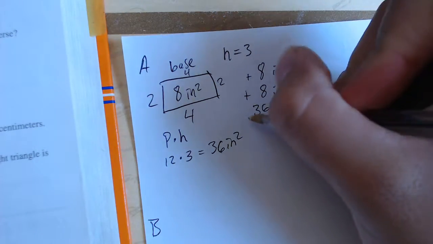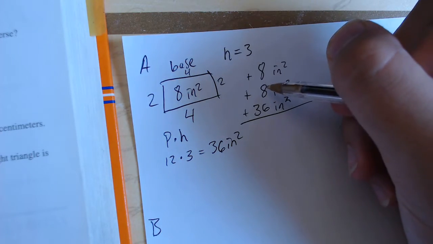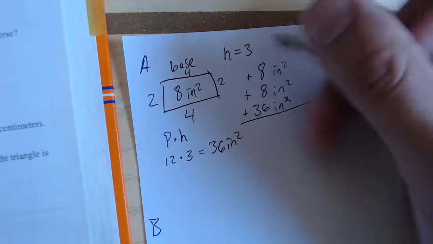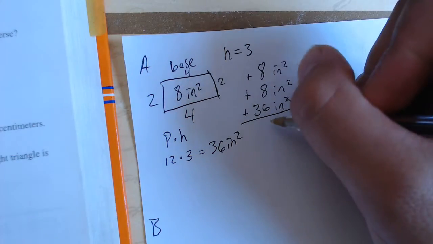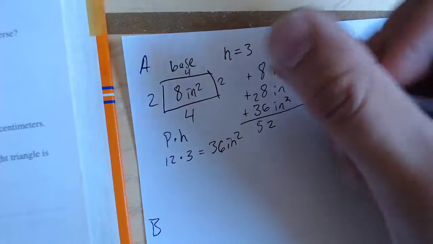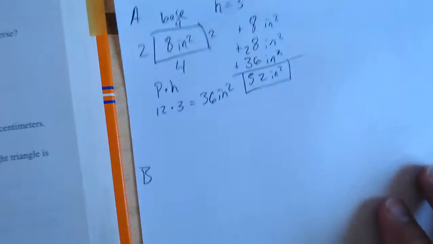So then we go ahead and we add all 3 of these up together. 8 and 8 is 16, or you know what, let's just do a normal addition. 8 and 8 is 16, 6 and 6 is 22, so write a 2, carry a 2, and then we get 52 inches squared for our answer.